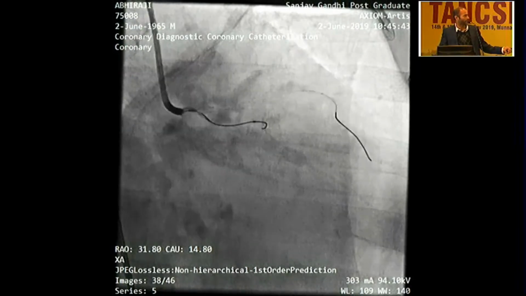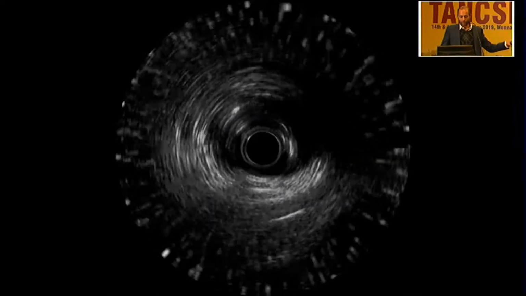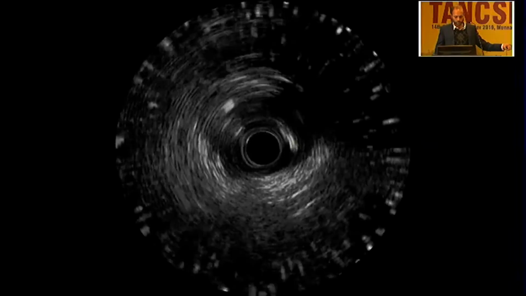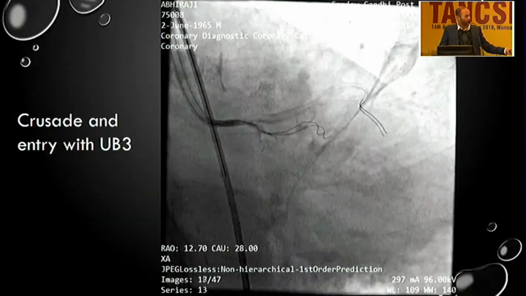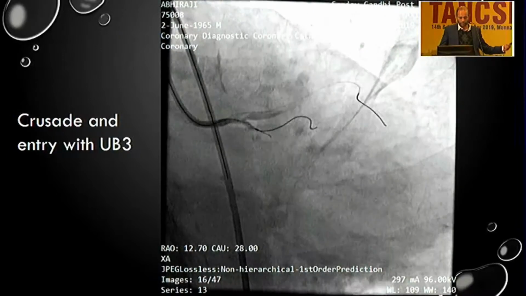You see a wire in a tiny branch. IVUS was used to identify the proximal cap. And then with IVUS, we confirmed that we did penetrate the proximal cap. And then used a dual lumen catheter to penetrate the proximal cap. And now comes the fun part.